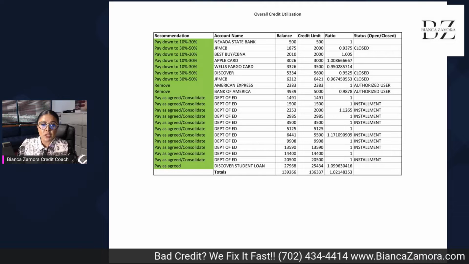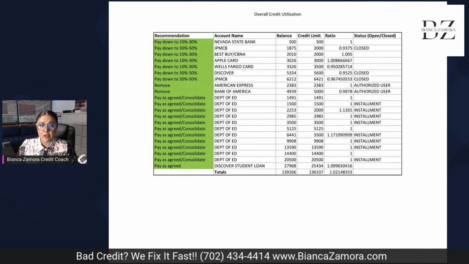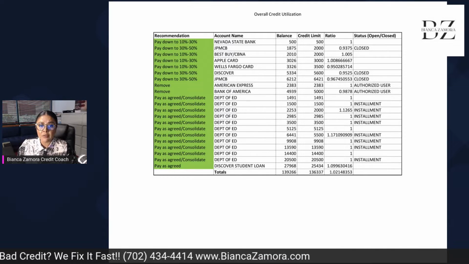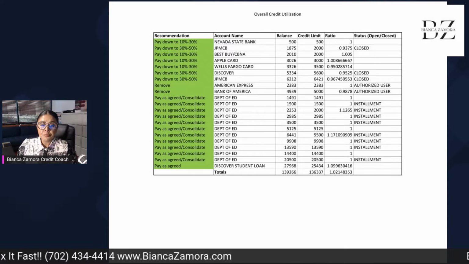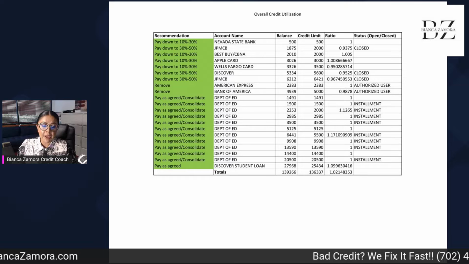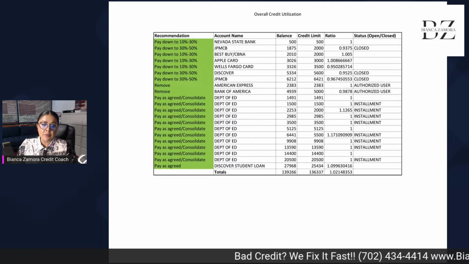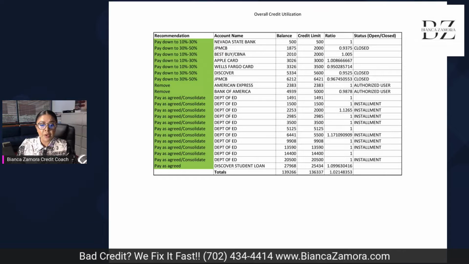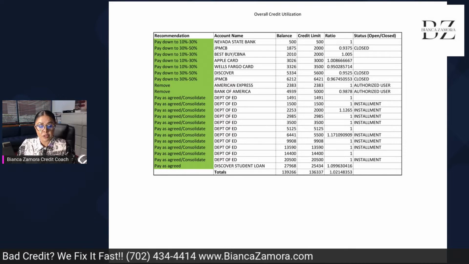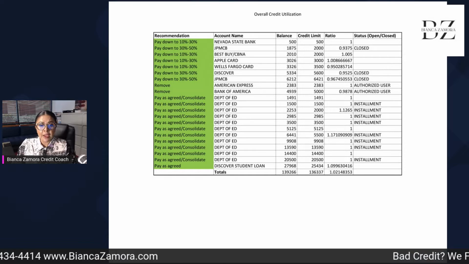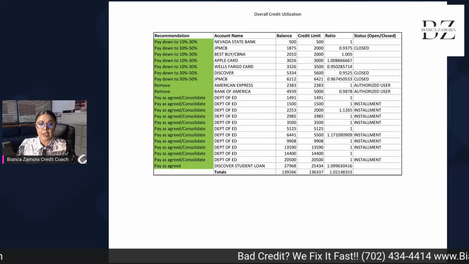Once you create a spreadsheet and jot down all of your accounts, you can also include your student loans or any other loans that you might have. Like this customer has several student loans with the Department of Education, and also a Discover student loan, that's a private student loan. Once you've done that, you're then going to calculate your individual account usage.